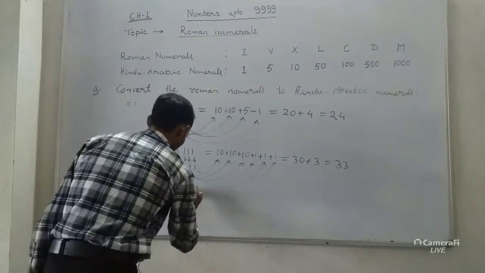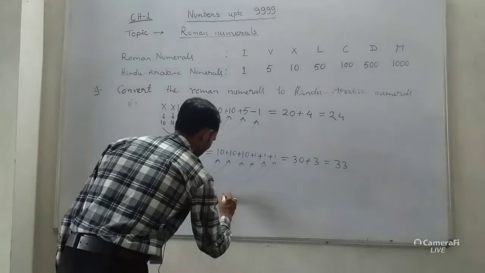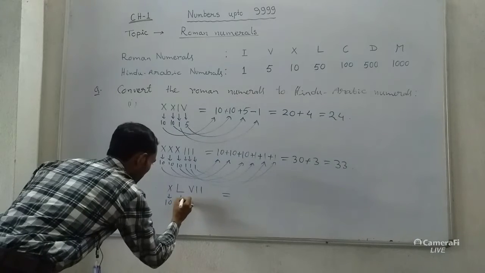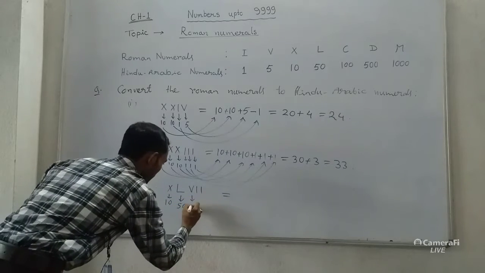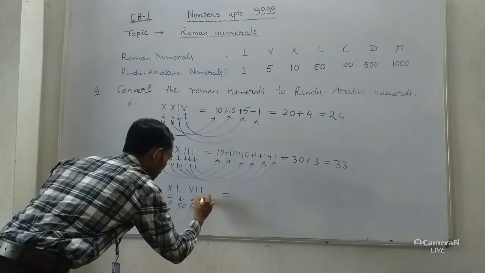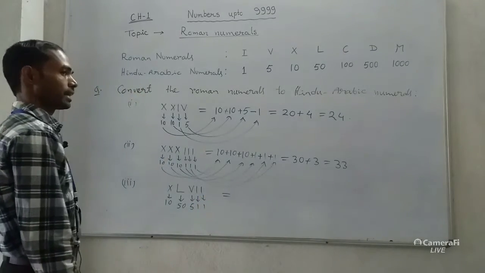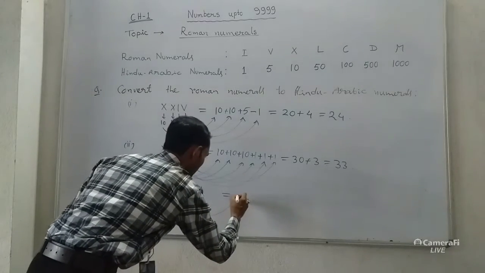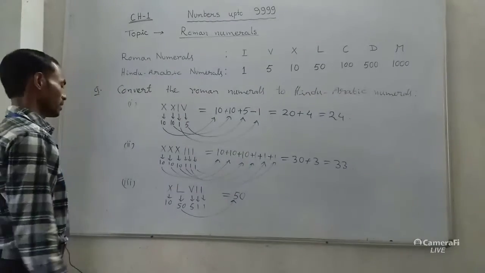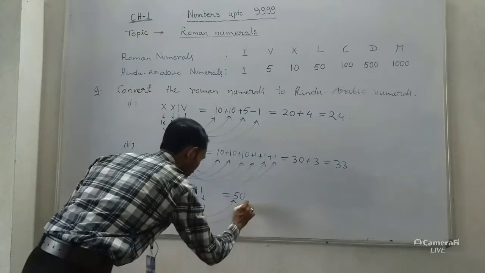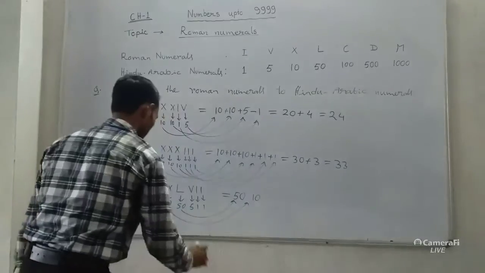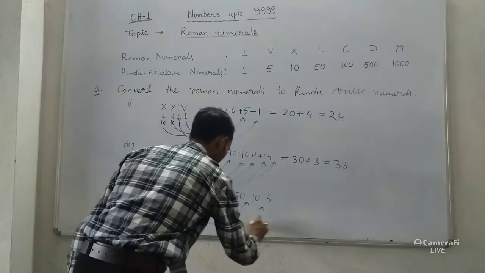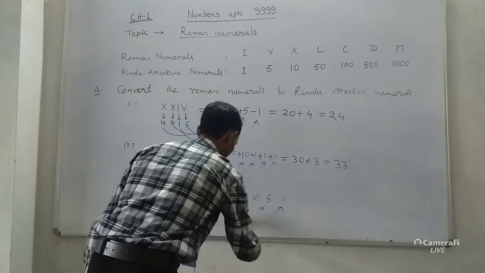XL VII. X means 10, L is 50, V is 5, I is 1, again I is 1. Let us first arrange the numbers from larger to smaller. So first we take 50, then 10. Next 5 will come, next 1 and then again 1.